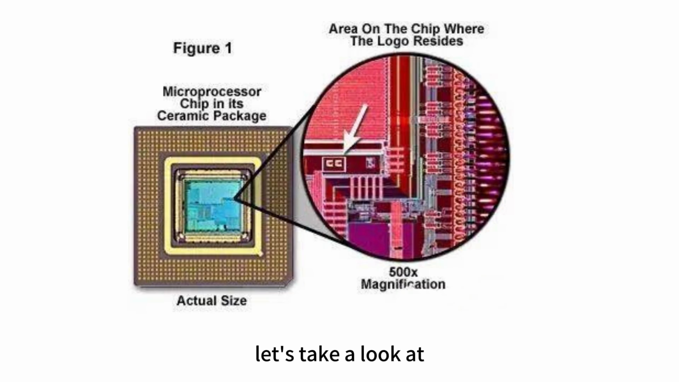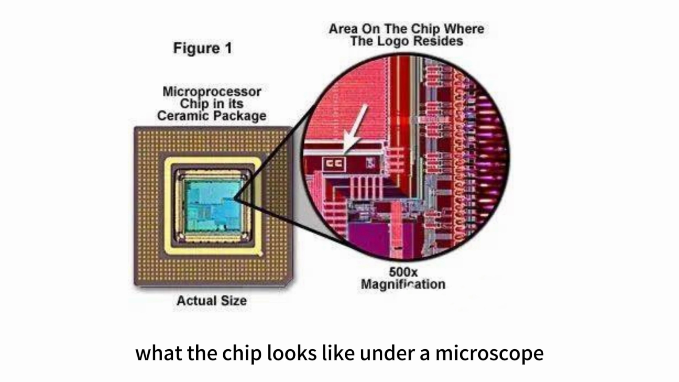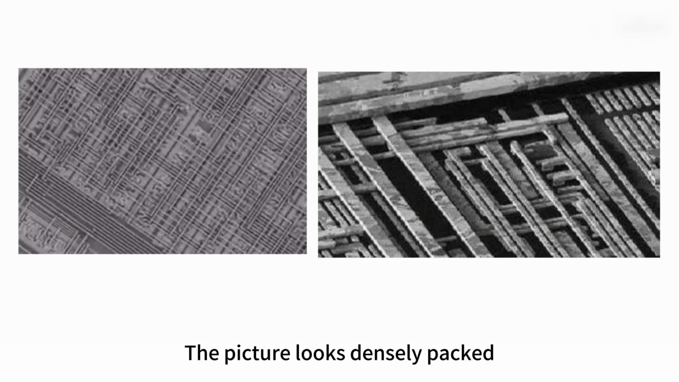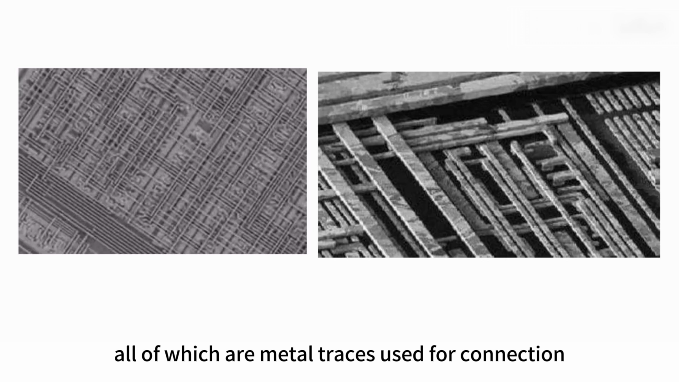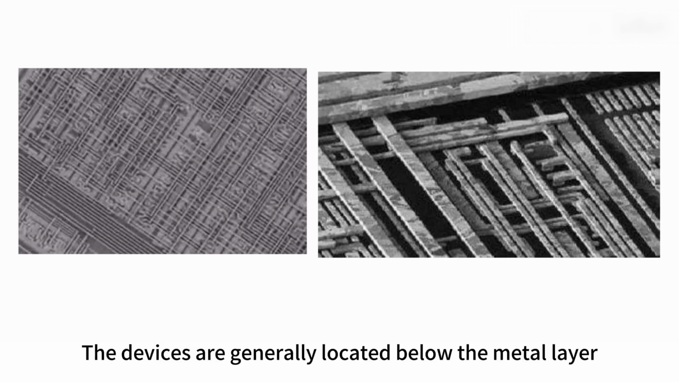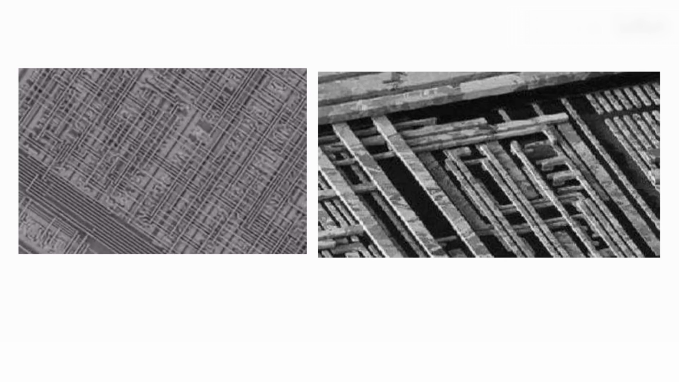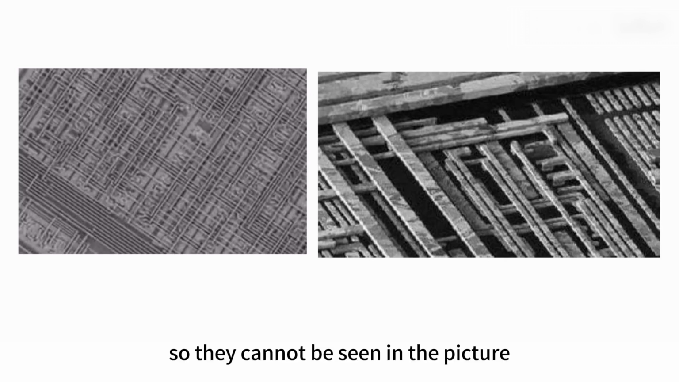Finally, let's take a look at what the chip looks like under a microscope. The picture looks densely packed, all of which are metal traces used for connection. The devices are generally located below the metal layer, and are blocked by metal, so they cannot be seen in the picture. The above is all the content of this issue.